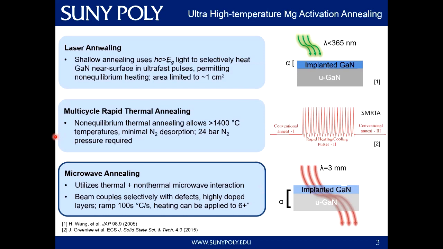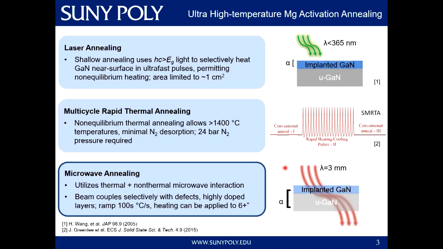One method is laser annealing, wherein above-bandgap light selectively heats a surface in nanosecond-regime pulses, typically to activate the magnesium. However, a drawback of this approach is that the active area is usually limited to around a square centimeter. The most successful method to date is multi-cycle rapid thermal annealing, which is a non-equilibrium approach that allows annealing in these short, tens of seconds long, 1400 degrees C pulses to activate the magnesium with minimal material degradation. However, about 24 bar of nitrogen overpressure is required.